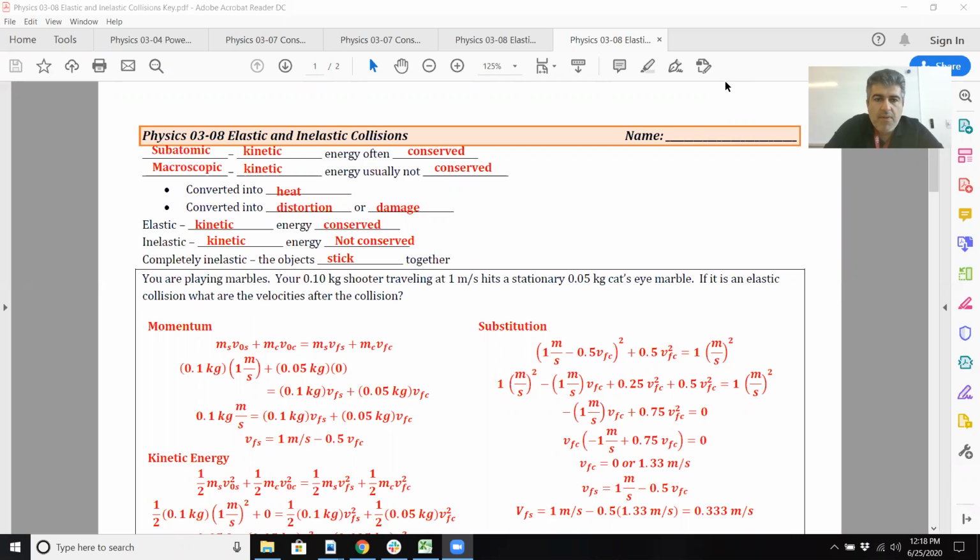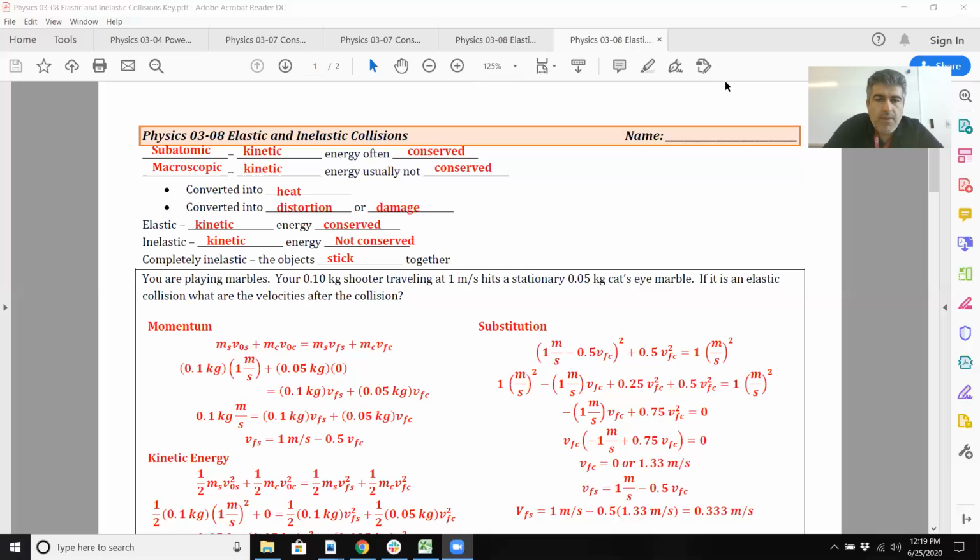So converting to heat or to distortion or damage, kind of like that discussion question, like if you were driving a car and got into a car accident, obviously you're going to see some damage to the car you're driving if you rammed into someone, kind of like the example I gave that I had 17 years ago.